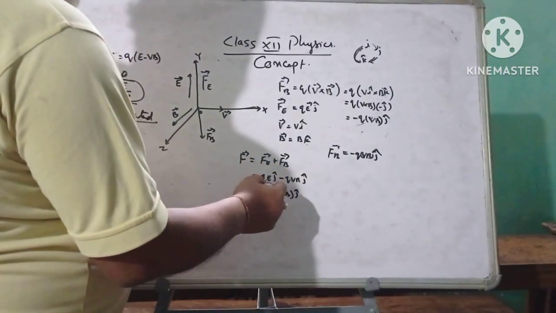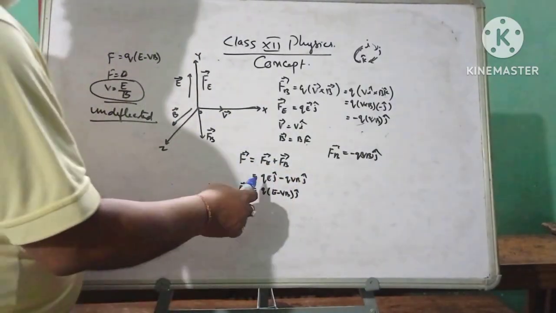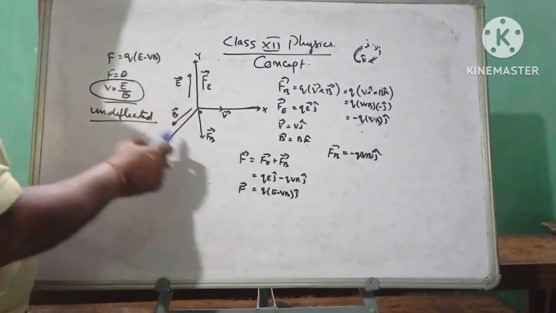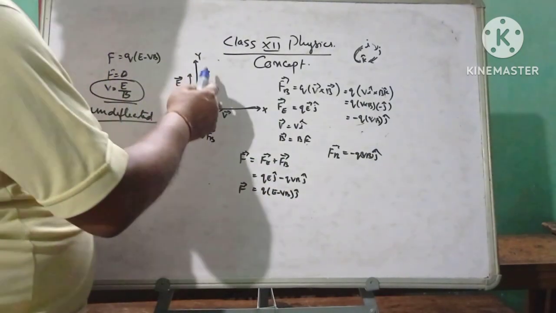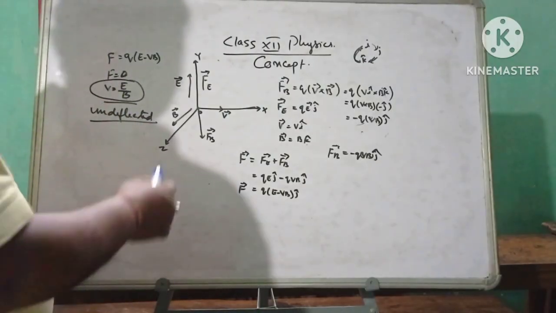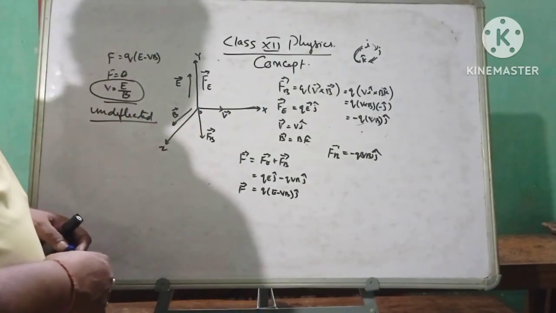F is 0 because F represents the difference between the two forces. Algebraically it has been cleared that the net force is the difference between the two forces, and if this force is 0, that means the electrical force and magnetic force are equal. So your V, the velocity of the charge, will be E by B.